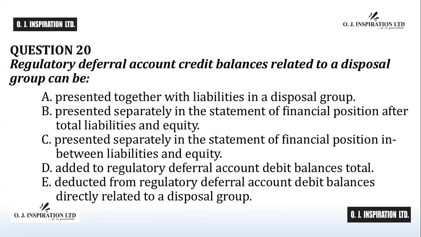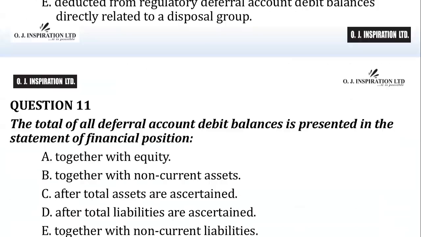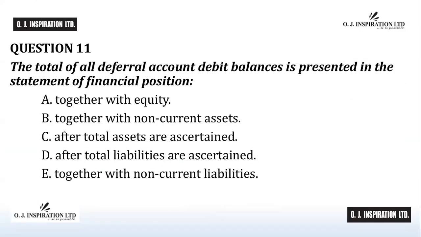Time up. We proceed to reveal the answers. Question number 11. The answer to question number 11 is C. After total assets are ascertained. The total of all deferral account debit balances is presented after total assets are ascertained. The total assets, or stated as subtotal, is added to the total of deferral account debit balances to arrive at total assets and regulatory deferral account debit balances. C is the answer to question number 11.